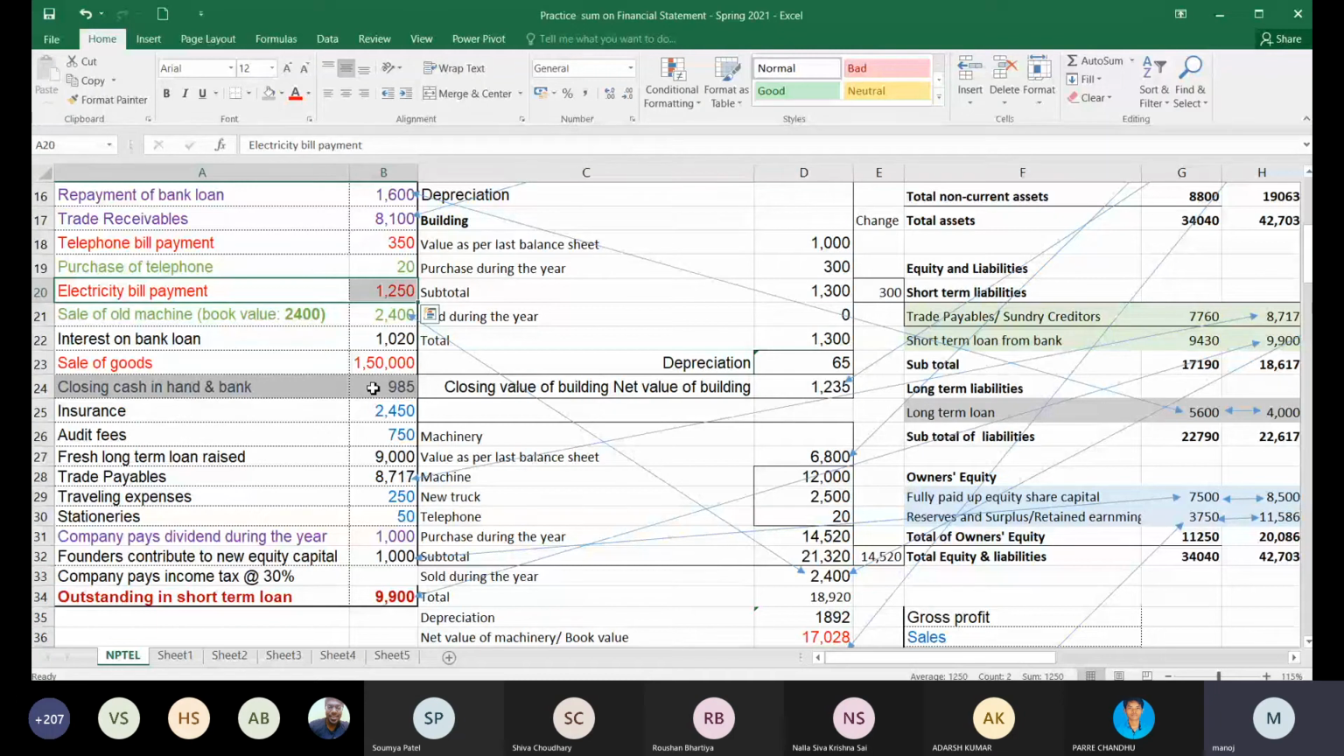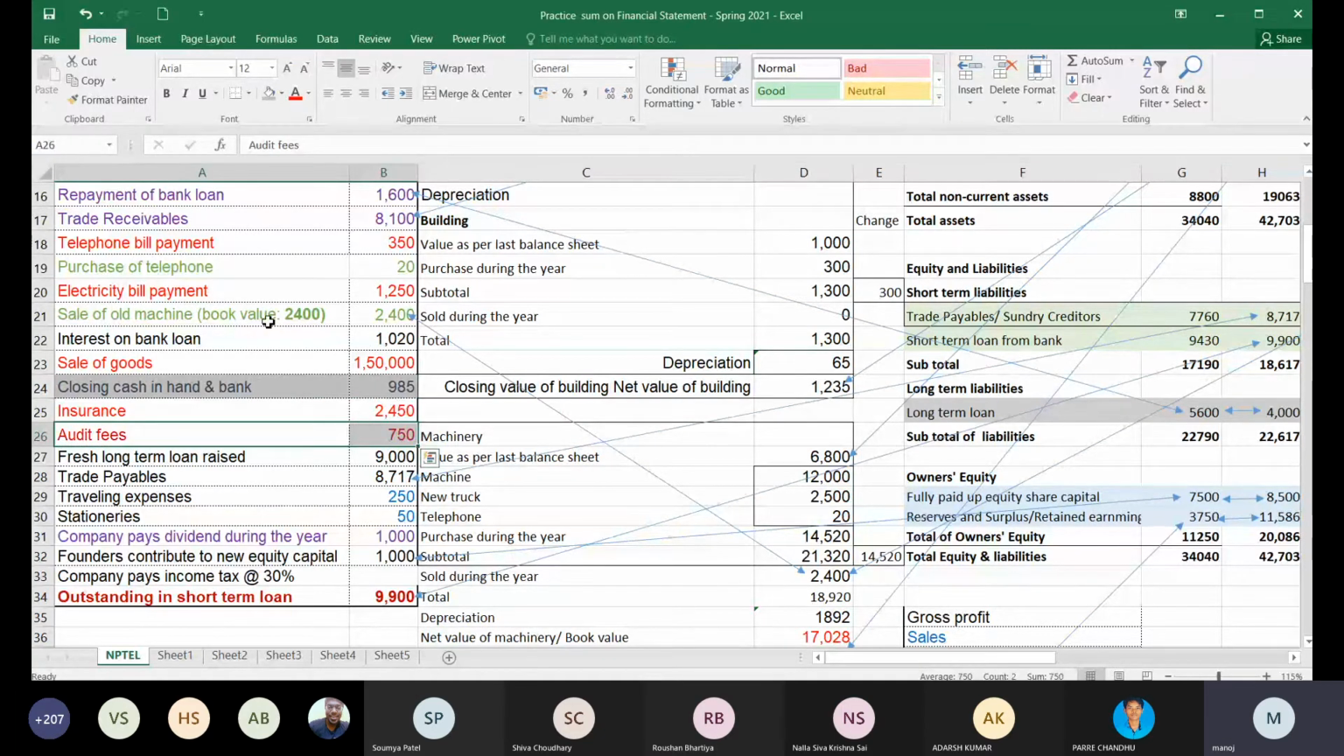Closing cash normally is not given. I have given it because I had to prepare the balance sheet. Normally it will not be given. You have to estimate it from the cash flow statement only. Insurance is definitely an operating expense. Audit fee is an operating expense.